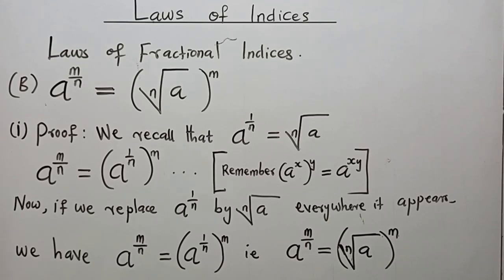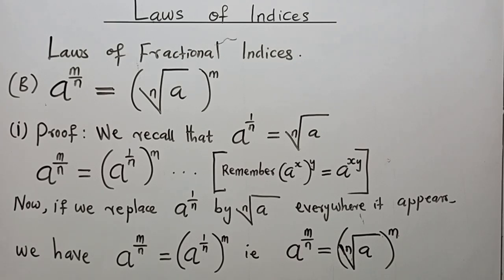How do we know that this is valid? Let us reason. First, we recall that a to the power 1 over n, shortly proved, is equal to nth root of a. Therefore, a to the power m over n is equal to first a to the power 1 over n all to the power m. I hope you know how this became this, especially how this bracket came to isolate this a to the power 1 over n.